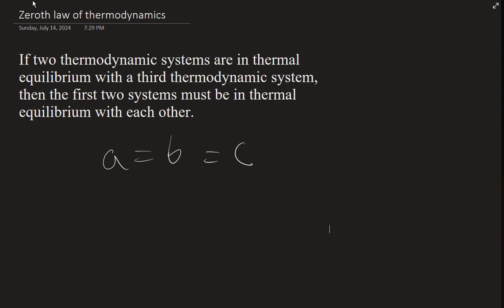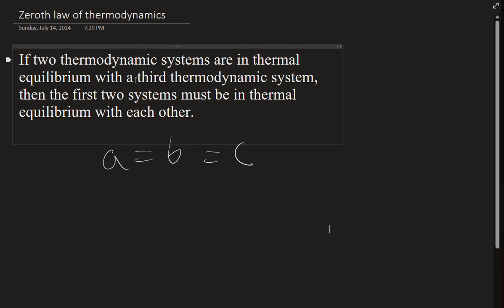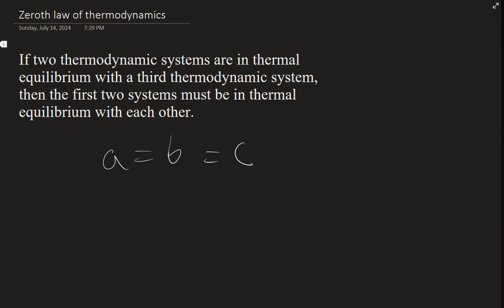This is the statement of the zeroth law. If two thermodynamic systems are in thermal equilibrium with a third thermodynamic system, then the first two systems must be in thermal equilibrium with each other. It's essentially like A equals B equals C. It's really simple to understand by logic that if two systems are in equilibrium with another system, then all of them must be in equilibrium as well. And by thermal equilibrium, we mean two bodies or two systems being at the same temperature.